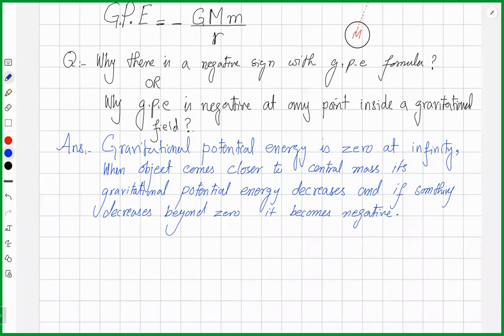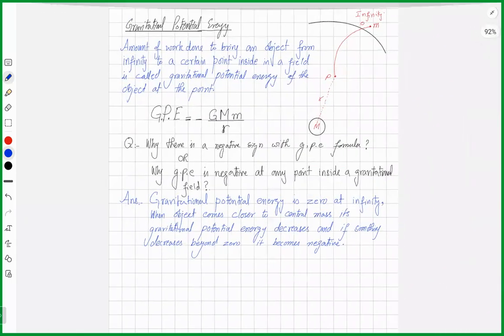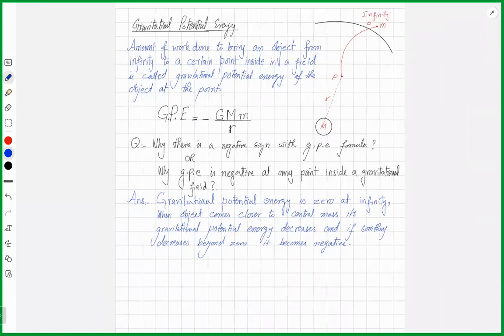At infinite distance there was no gravitational potential energy, but when we brought the object into the field, it means we have brought the object closer to the central mass. And if we bring something closer to the central mass, its gravitational potential energy is supposed to decrease. And if something was zero and now it is less than zero, it must be negative. Makes sense. So now gravitational potential energy must be negative at any point.